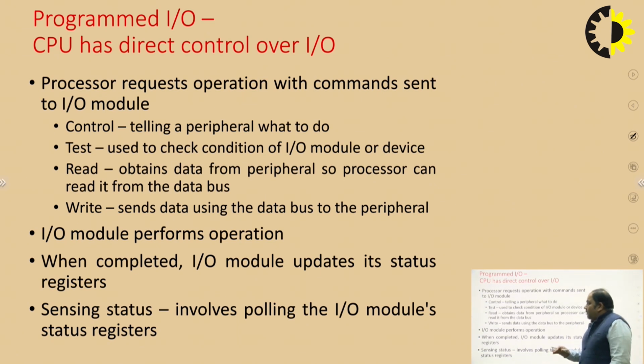In read operation, we send the data from the peripheral to the processor so that the processor can read it from the data bus and assign an address. Then write means sending data using the data bus to the peripheral device. Input output modules perform the operations, and when those operations are completed, they update their status register.